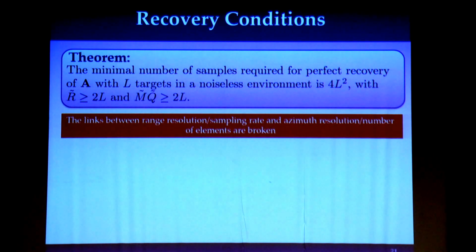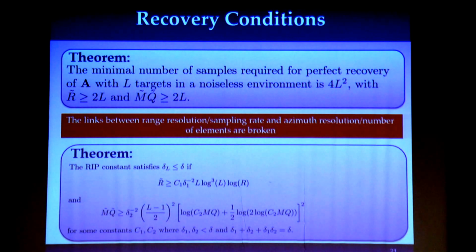What is new here is breaking the link between azimuth resolution and the number of elements, or spatial sampling. And there are more results for the case where we have noise. This is the RIP result in the case where we have noise, giving the number of elements and the number of samples that we need in the case of noise.